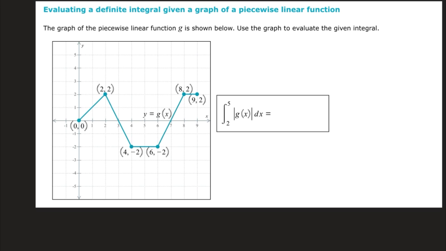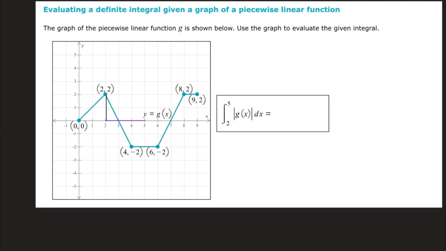I'll start off by capturing the interval on the x-axis from 2 to 5. Next, I'll capture the region of g along that interval, and I'll notice that I can break it up into 3 different regions, or actually 2 if you use a trapezoid rather than a triangle and a rectangle. Since our interval starts at 2, I'll drop a perpendicular from the graph to 2 on the x-axis. And the reason why I'm dropping is because the graph is above the x-axis.